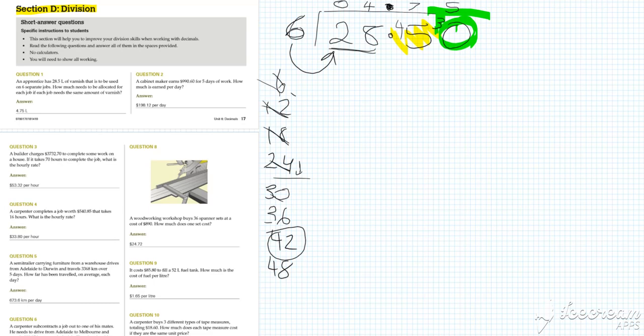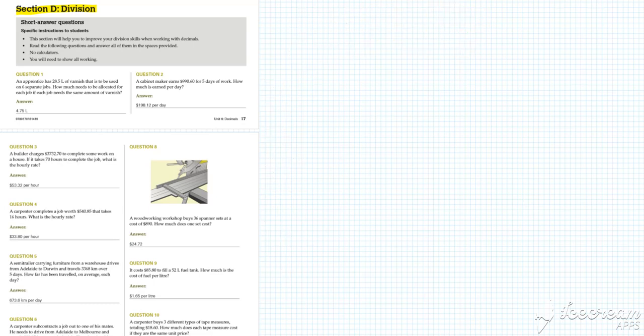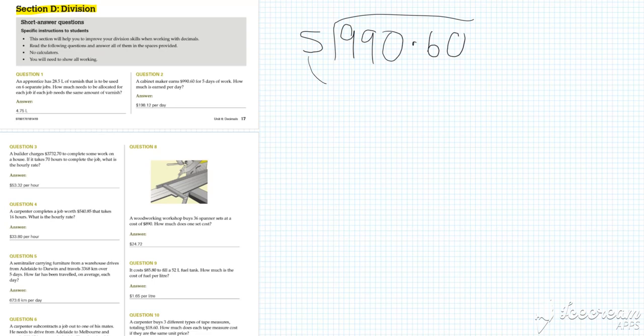So question 2 is asking us to split 990.60 into 5 groups. So we're going to go, how many 5's fit into 9? That's 1 with 4 remainders. How many 5's fit into 49? We're going to look at our 5 times tables again. Remember to use your times table sheet.